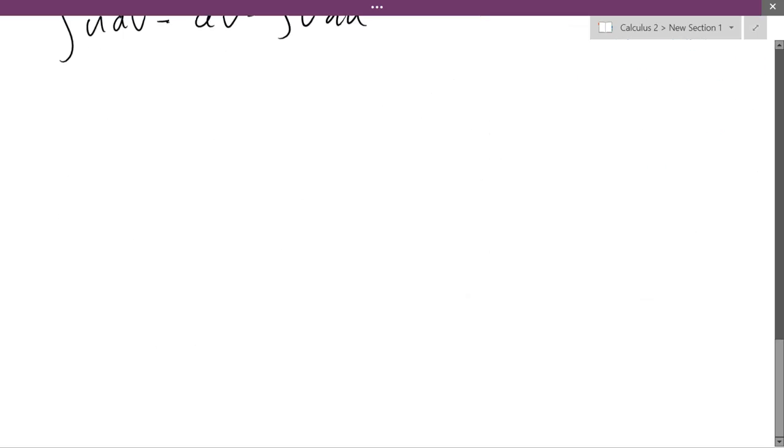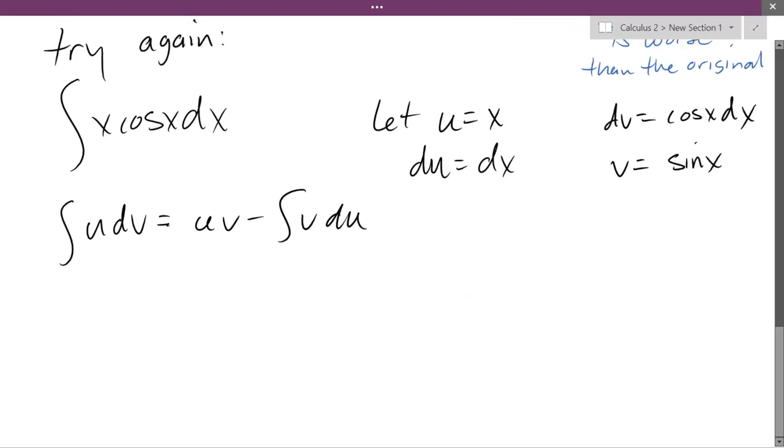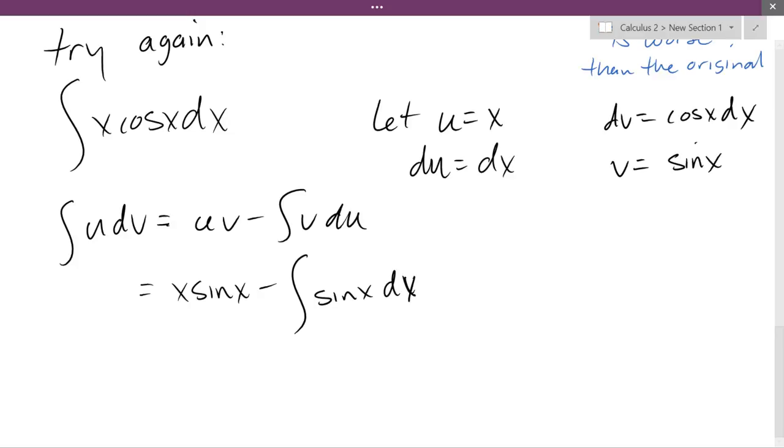All right, making these substitutions, we have uv, which is x sine x, minus integral v, which is sine x, du, which is just dx. Is our integral better? Oh yeah, you can totally get this antiderivative. So go ahead and do it.